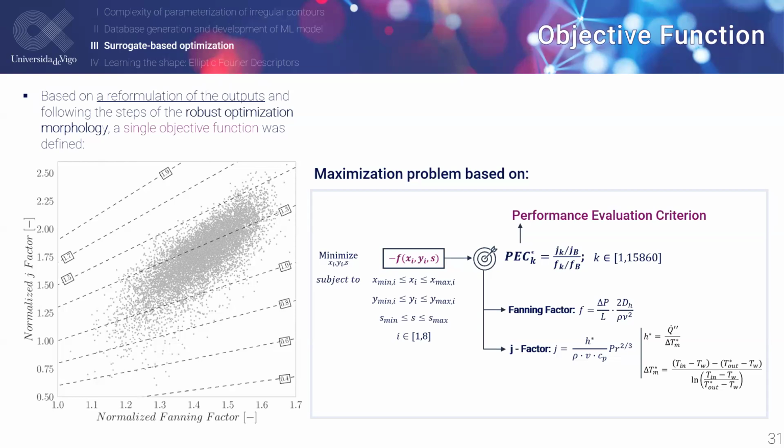Now here you can see on the plot, basically all of the dots in gray are our database. On the y-axis is the J factor, and on the x-axis is the fanning friction factor. All of the radial lines represent the performance evaluation criteria. So basically, you want to move up these lines to find better results. Now, what's the problem with any optimizer?